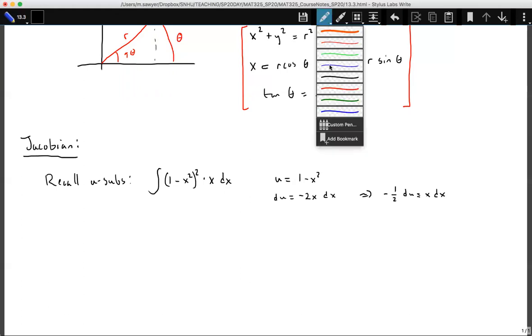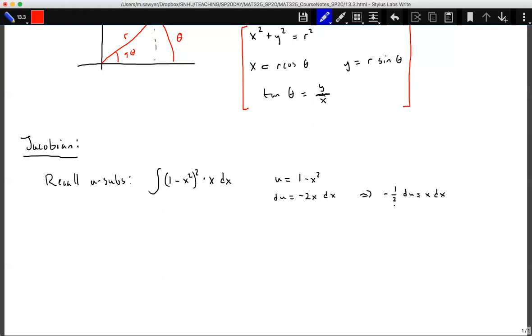So here we're scaling our change in u by an additional factor. This is the Jacobian. This negative 1/2 is a scale factor on our new variable u. So we're making a coordinate transform from the x system into the u system. And the Jacobian accounts for a scalar factor in order to preserve the same area that we're covering.